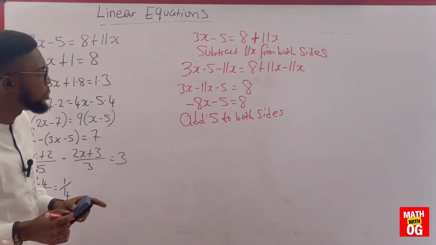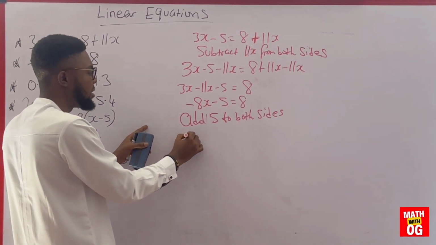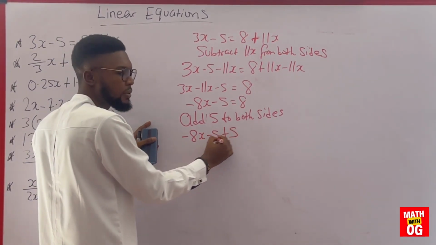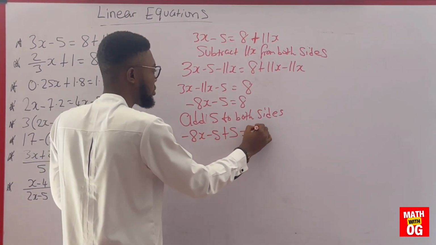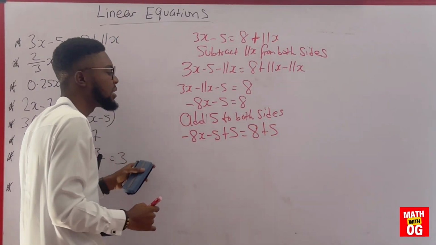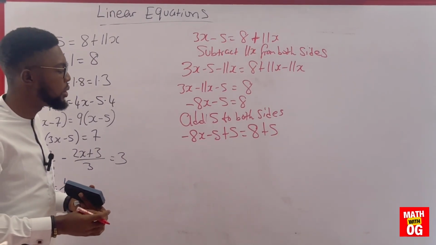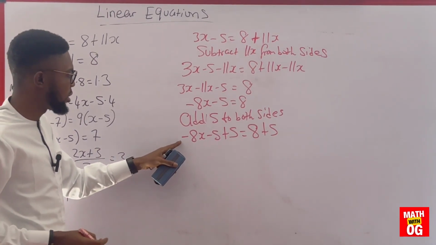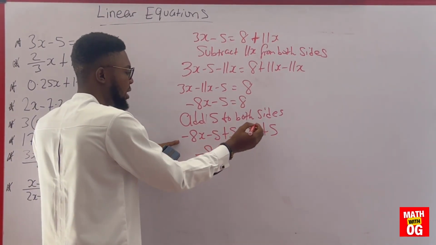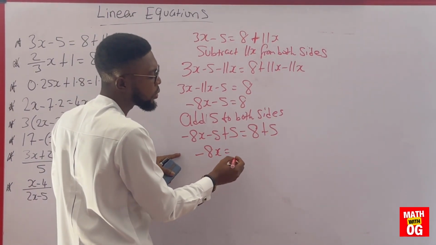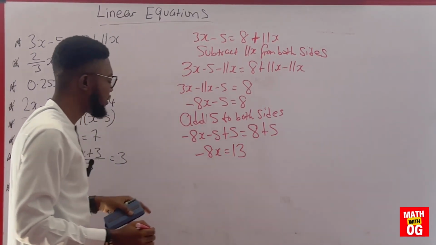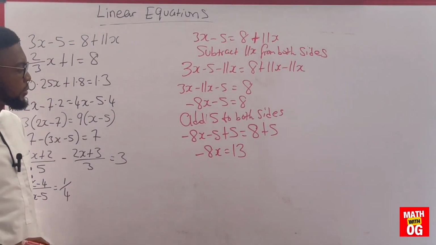So if I add 5 to both sides, this side you are going to have a negative 8x, negative 5 plus 5 is equal to 8 plus 5. Now negative 5 plus 5 should be equal to 0. So what I have here is simply negative 8x. 8 plus 5 should be equal to 13, if I'm not mistaken. 8 plus 5 is equal to 13.